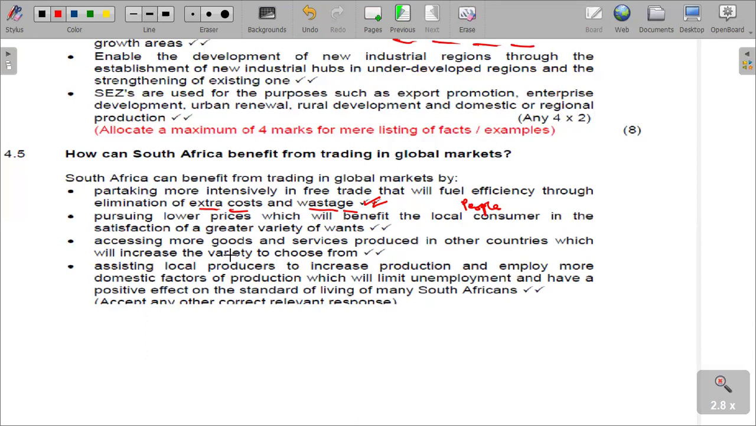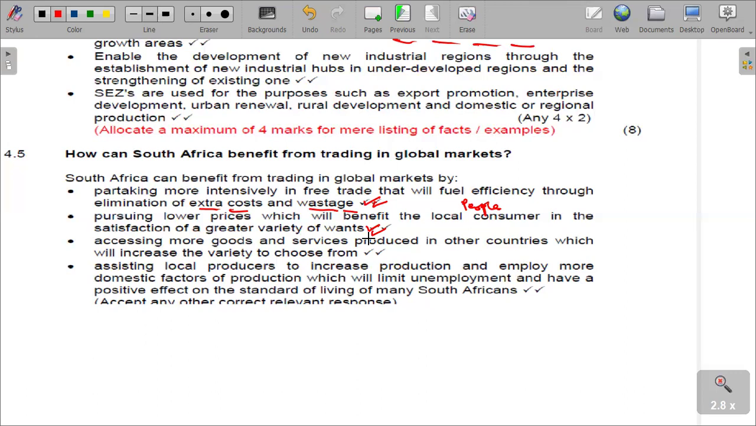These are our consumers. And then there is the satisfaction of a greater variety of goods and wants. I'm sure that you can believe with me and understand that there are quite a lot of goods and services that are imported from across countries as a result of international markets. We cannot have everything in South Africa, so we need international markets in order to satisfy the greater variety of wants that our people have. Therefore, it's an advantage of participating in global markets.